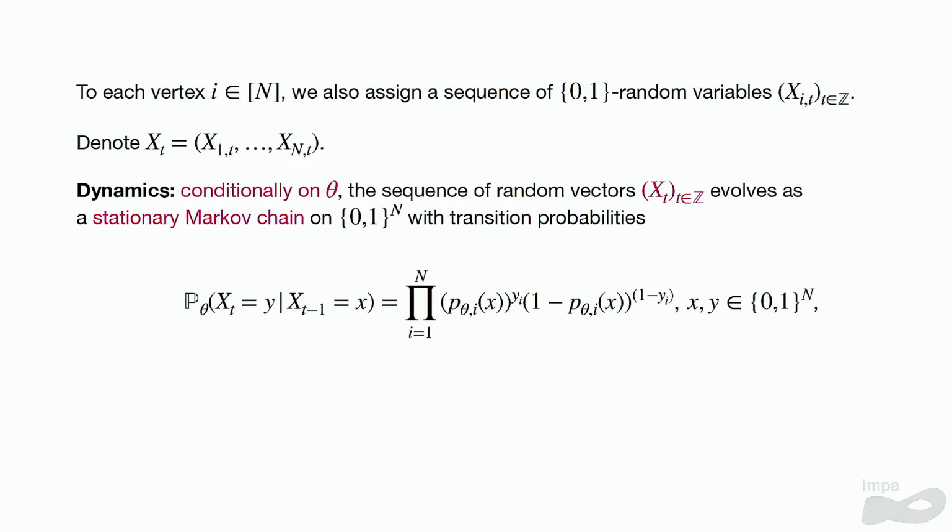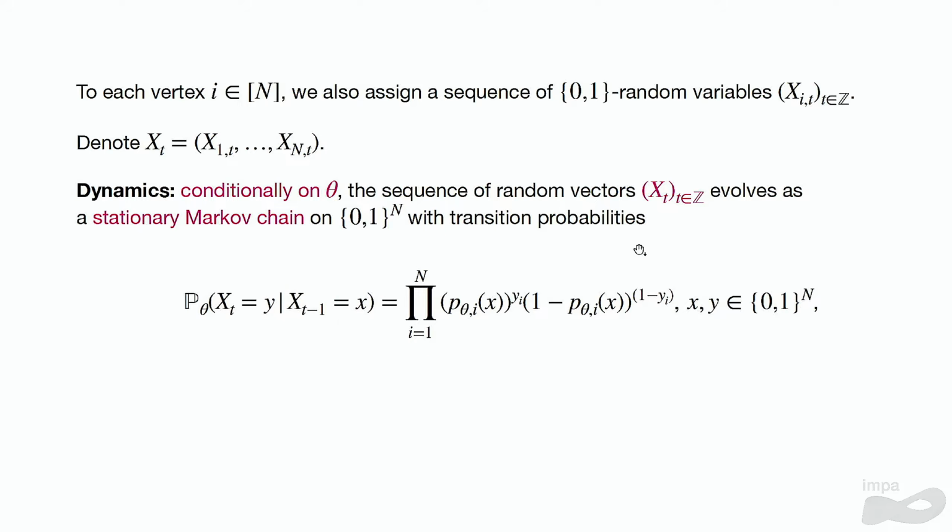And what we assume, and this is the second ingredient of our model, is that conditionally on this random graph theta, this sequence of random vectors x_t evolves as a stationary Markov chain on the hypercube {0,1}^n, okay, with the transitions which are given here, okay?